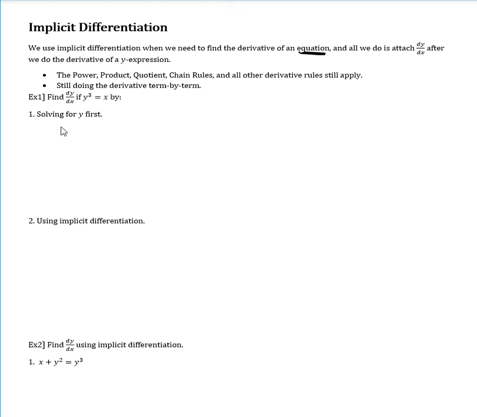Let's show the connection with something that we could do both ways. Find dy dx if y cubed equals x by solving for y first. They just want us to solve for y first, and then afterwards do our derivative. To get y by itself, we would cube root both sides. That way the cube root and the cube cancel, and we have y equals the cube root of x. Let's change that to x to the 1/3.